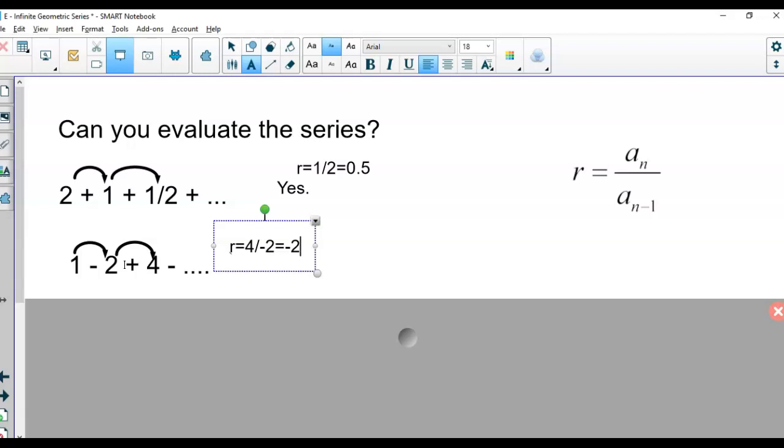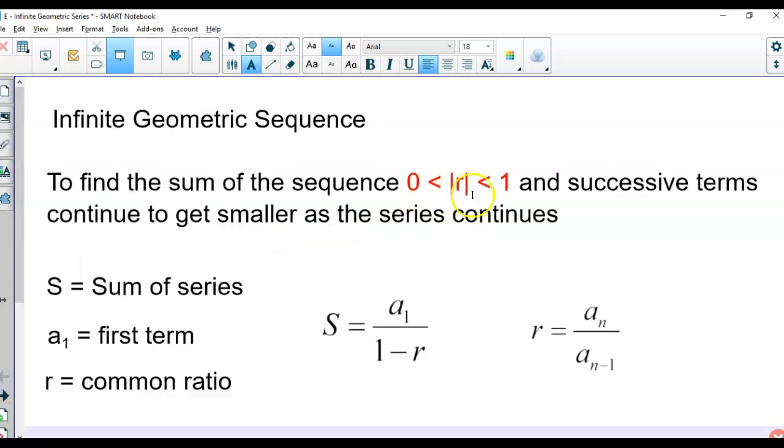Now the question is, can we evaluate it? Can we find the sum of this infinite series? And the answer is no, because that common ratio, the absolute value of -2 is 2, and that is not between 0 and 1, so we cannot find the sum.